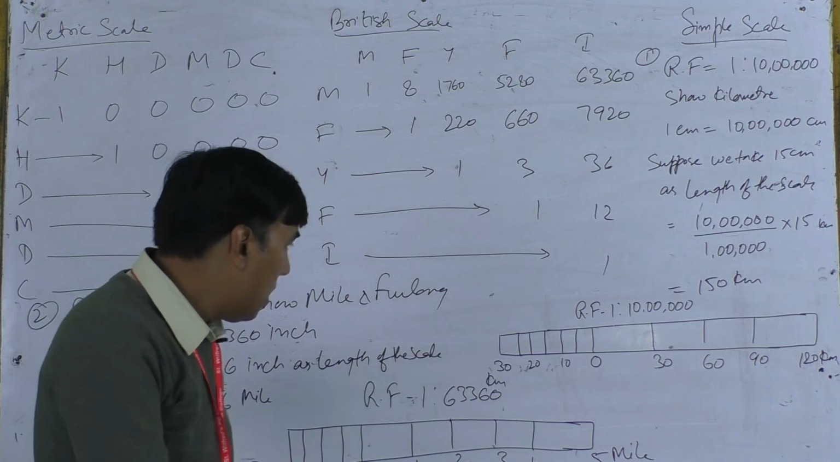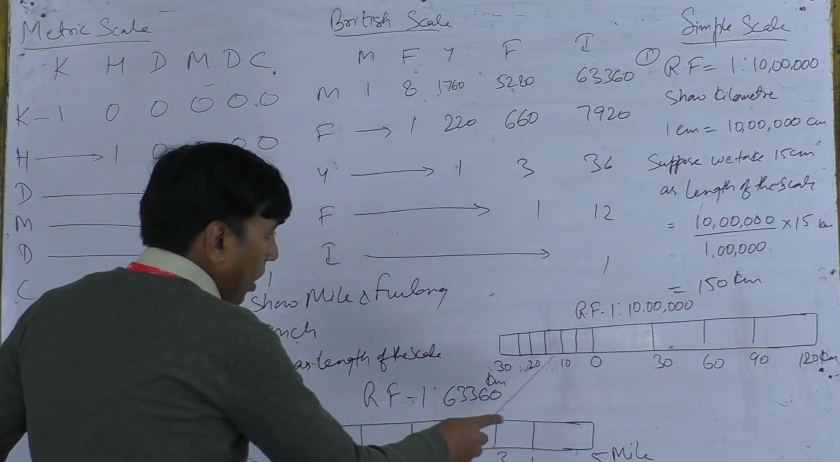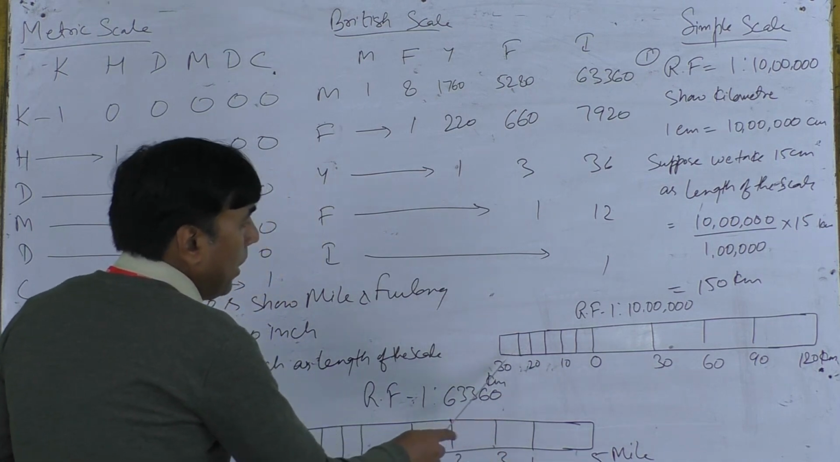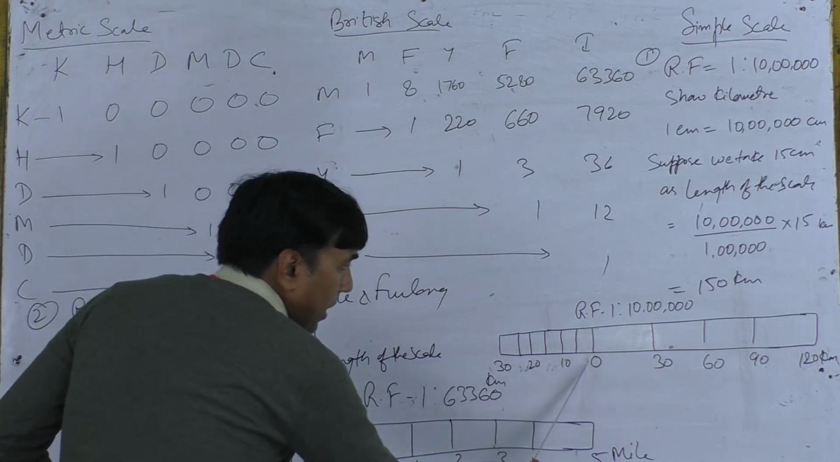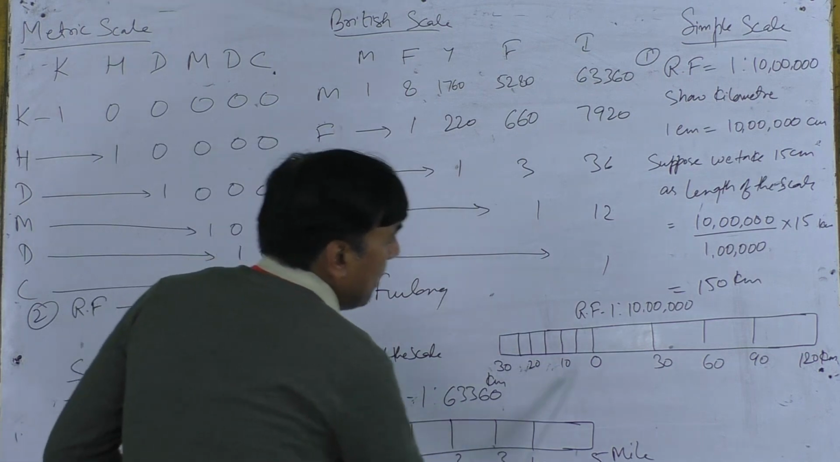So this one is 5, 10, 15, 20, 25 and 30 kilometers. So this one is a smaller unit as compared to this one. Okay, so this is the simple scale.